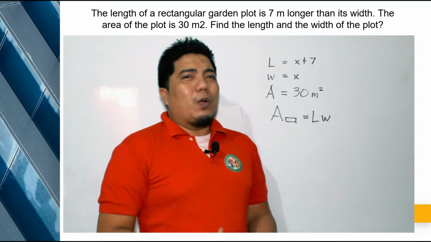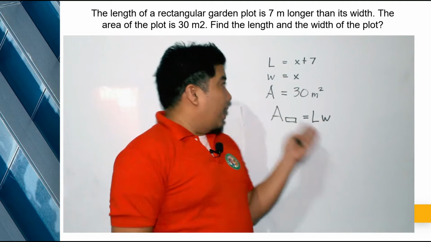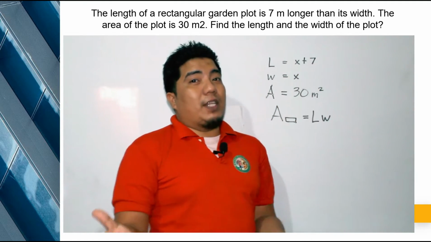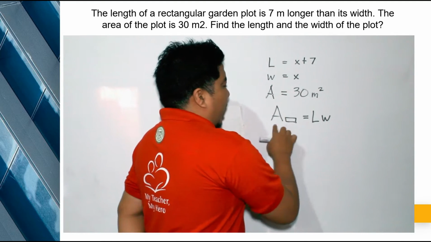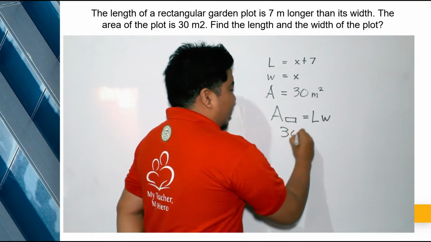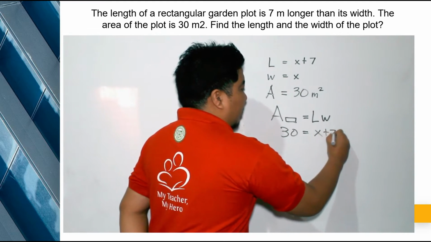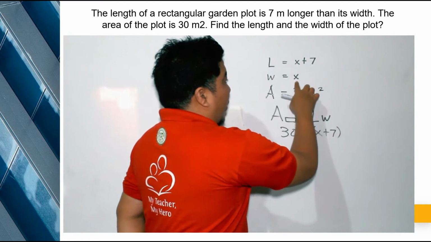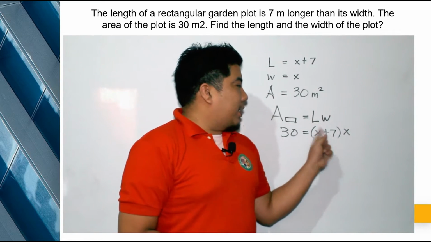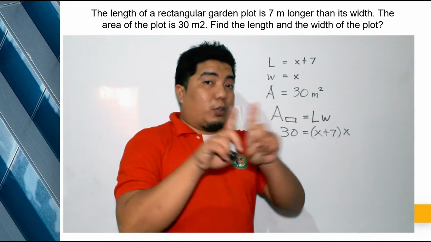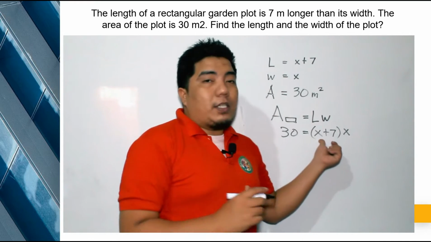Okay. So now, we will do our solution. We have here the formula and we have here our representation. So what we need to do is to substitute. So we have our area, that is 30. Our length here is x plus 7, and our width here is x. Now, as you can see, when the two letters are together, it means multiplication. So that is why I use the parenthesis here.